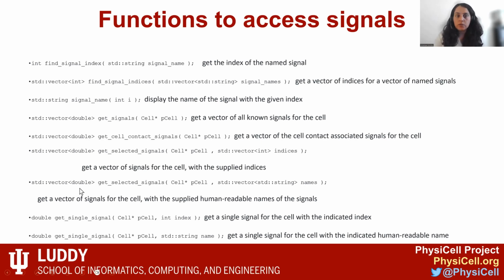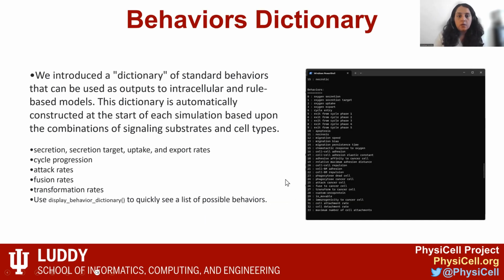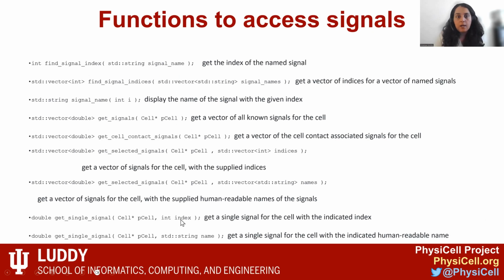Similarly, we can get those values by giving the name or a vector of names. And if you want to get a single signal, you can give it an index or give it a name, which is a string, and you can access it. So in this way, you can get the signals from inside your C++. Keep these functions handy if you want to use them.